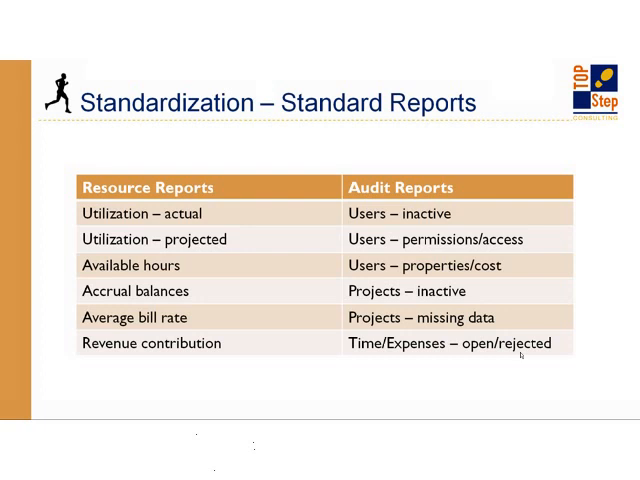Just making sure that they've been set up consistently. Looking at missing data in their property screen, looking at their cost to make sure everybody has cost populated if you're tracking that. And in terms of projects, inactive projects, you can report on last time entry date for projects, and then just sort on that to see, wow, these projects haven't had any time in months. Maybe we need to inactivate these or close them out or do something.